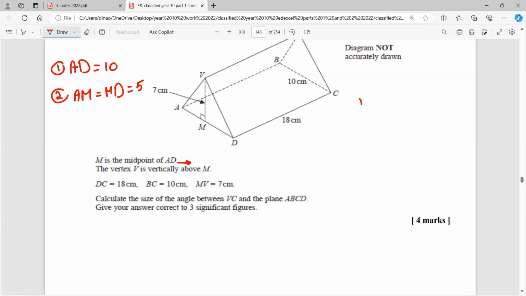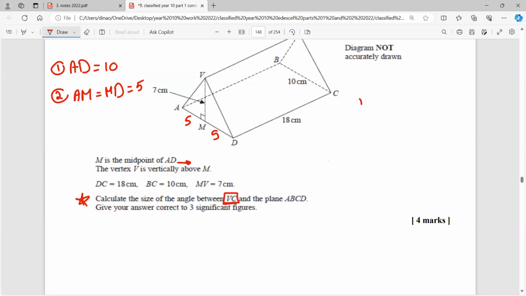And since the examiner indicated that M is a midpoint, it means that I must use it in the question. Otherwise, it will not be given. And then the rest of the sides are given as follows: DC, BC, MV. Now, again, going back to the question itself, calculate the size of the angle between VC.